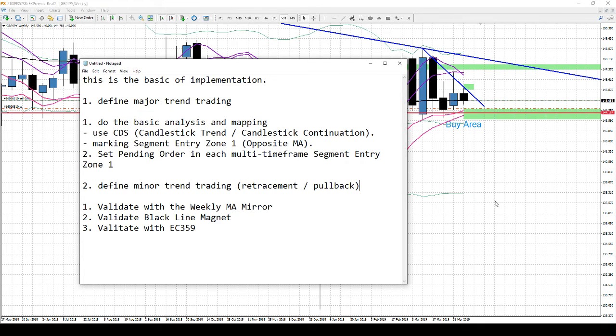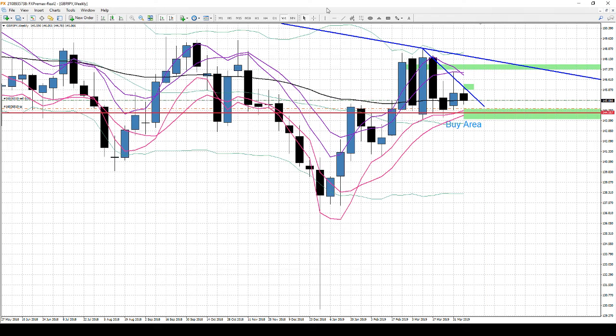I look on the chart every 4 to 5 hours, just a glimpse, just a glance on my handphone to look at where the area that I'm going to exit, or where the area I'm going to maybe put more positions, right? So you validate with the weekly MA mirror, so validate also with black line magnet.